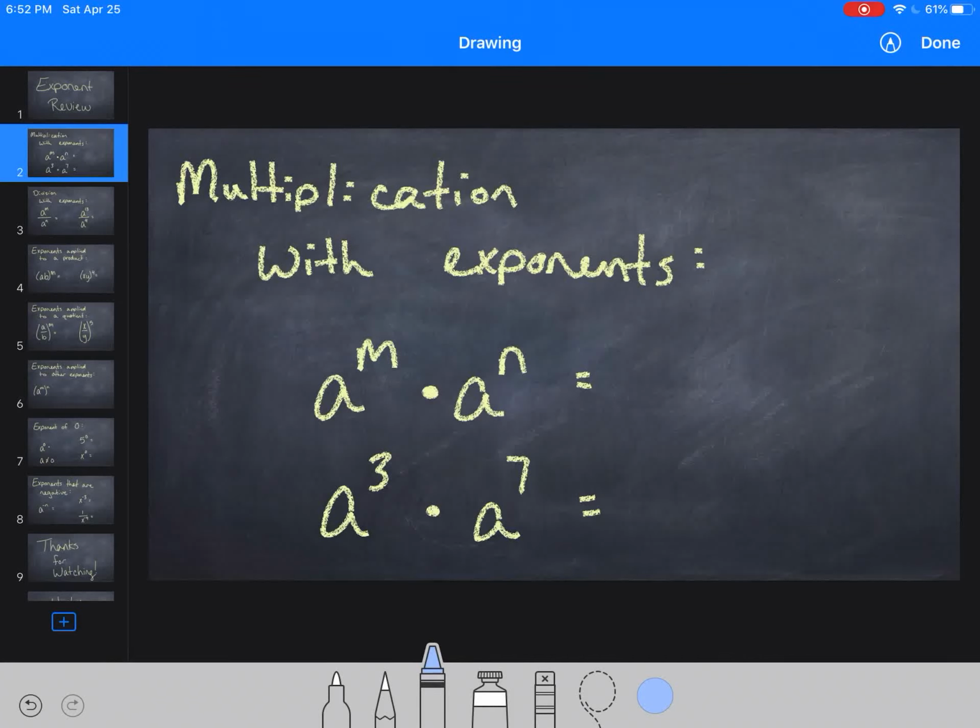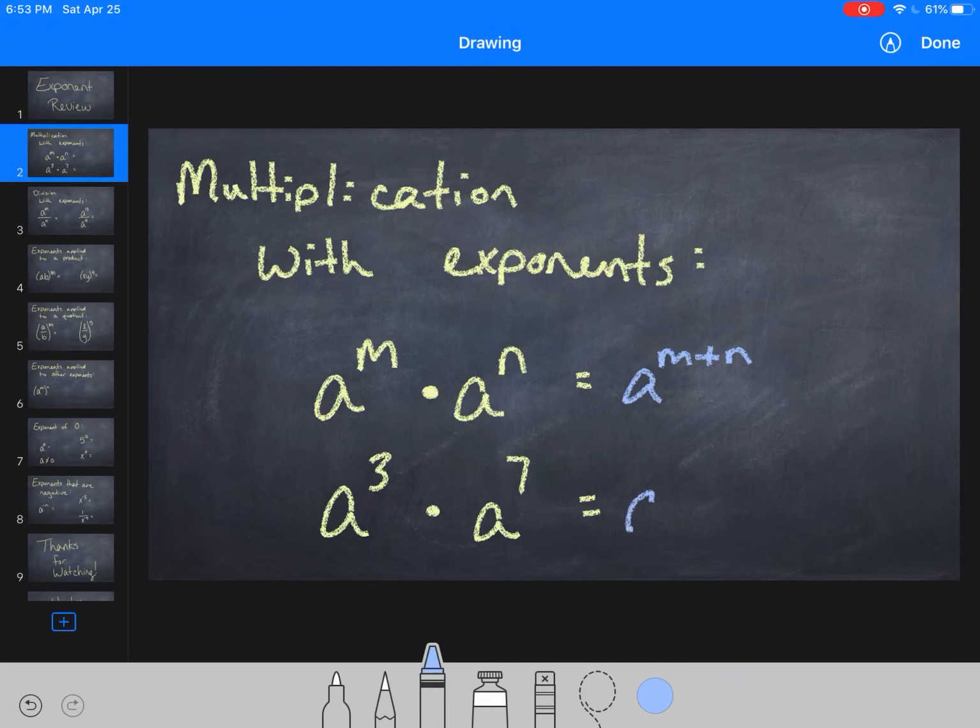Today we're going to review exponents and their rules. Let's take a look at multiplication with exponents. When I have a to the m times a to the n, I know according to my rule, if there are like bases, all I have to do is add my exponents. So I would end up with a to the m plus n.